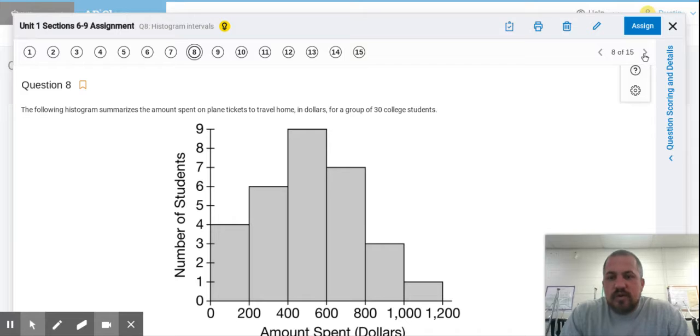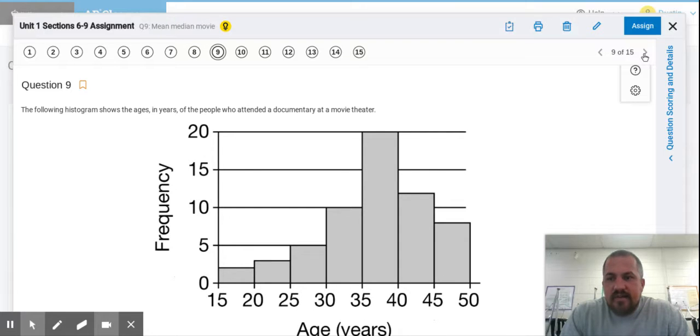In question number 8, you're looking at a histogram on the number of students and the amount spent on a plane ticket. In question number 9, as we move forward, you will be looking at another histogram where we talk about the age of people that attended a documentary at a movie theater and how many people attended. So we have their ages starting from 15 all the way up to age 50.